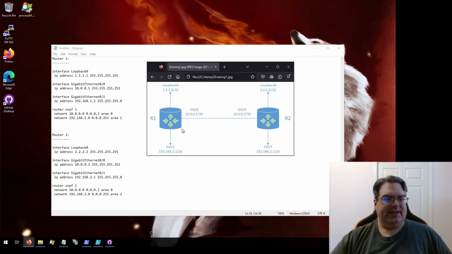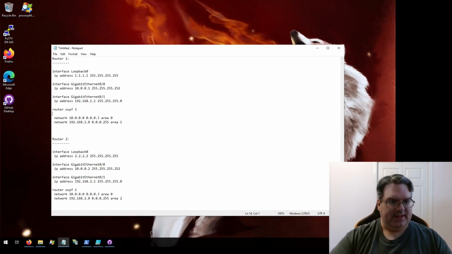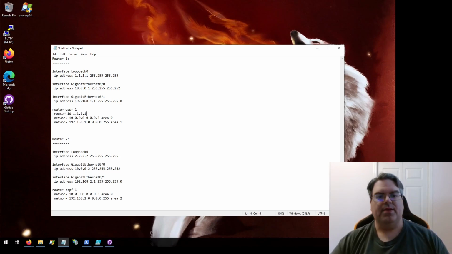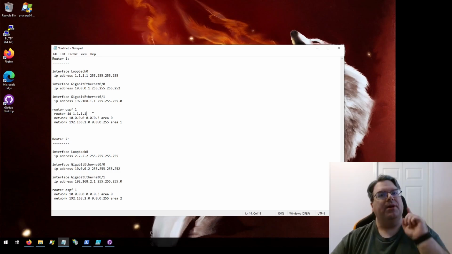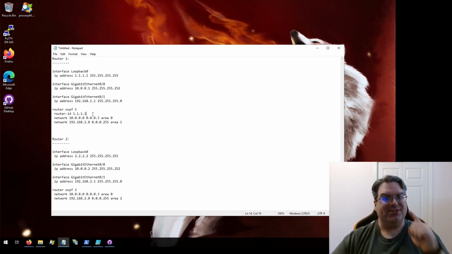Another alternative is to actually use a router ID command, and it would look something like this. If you do that, that becomes the router ID used by OSPF, but only if OSPF hasn't started yet. If it's already started, again, the router ID will not change, and so you'll have to restart OSPF with a command or by restarting the router in order to get it to use the new router ID.